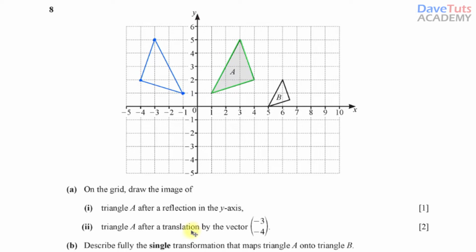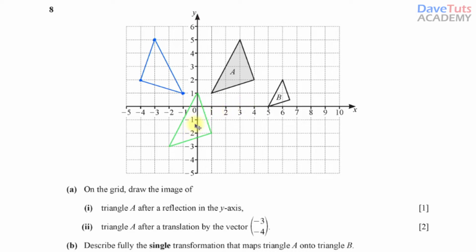Okay, now if you are to translate it by this vector minus 3, minus 4, minus 3 on the x-axis means that it will move 3 points on the x-axis. So we have 1, okay, 2, okay, and 3. That is minus 3 on the x-axis. Then minus 4 on the y-axis, we have 1 from 5 to 4, from 4 to 3, that is 2, from 3 to 2, that is 3, from 2 to 1, that is 4.